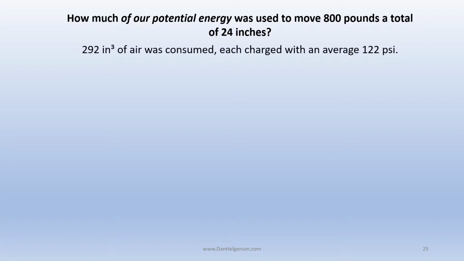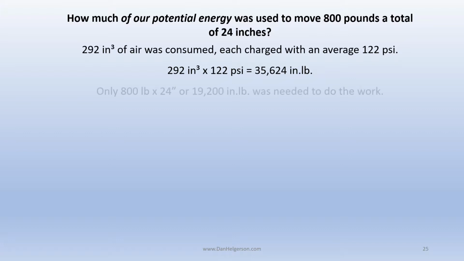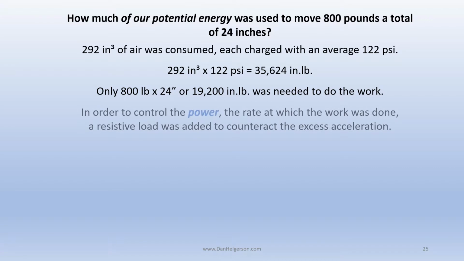How much of our potential energy was used to move the 800 pounds a total of 24 inches? Well, we had 292 cubic inches of air that was consumed, each charged with an average of 122 psi. So 292 cubic inches times 122 psi equals 35,624 inch-pounds. Now, only 800 pounds at 24 inches, or 19,200 inch-pounds, was needed to do the work.